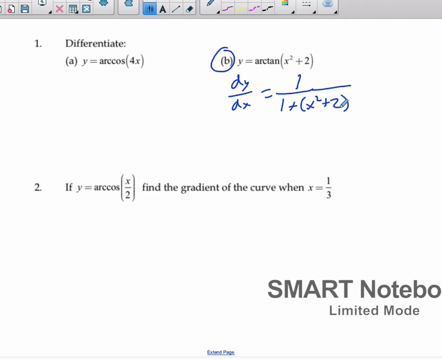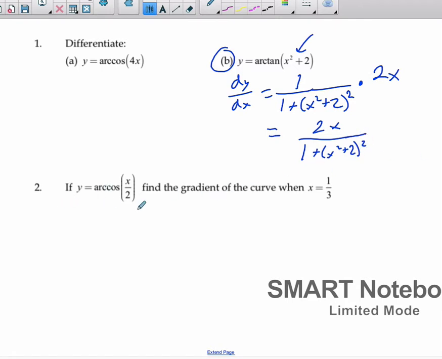x squared plus 2, right? But you always got to remember to use the chain rule, so we don't have just x in here. We have x squared plus 2, so we have to do the derivative of x squared plus 2, which is 2x. Okay, so your answer is 2x over that. I'm not going to bother to simplify this time because there's no need to. I'll just leave it like that.